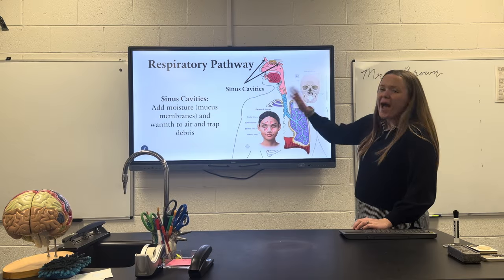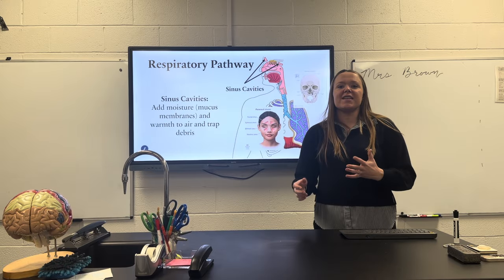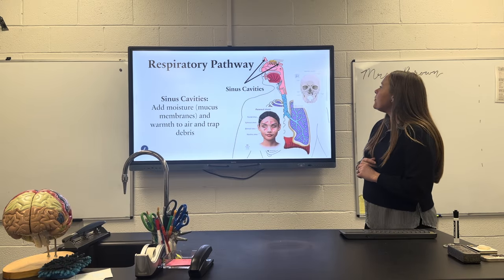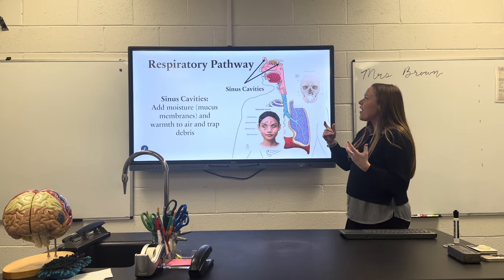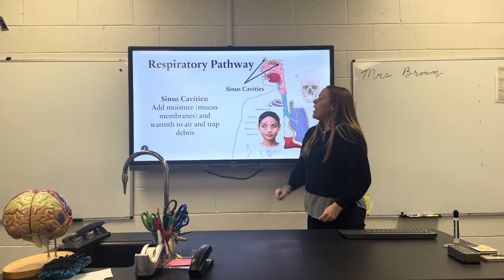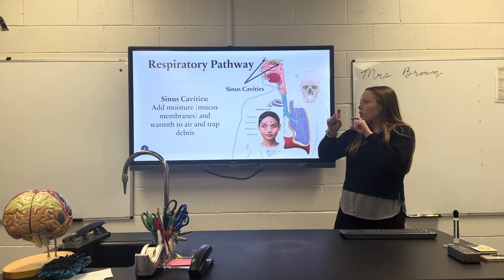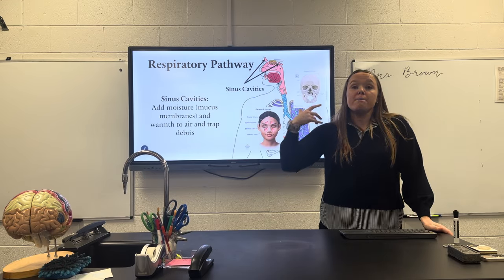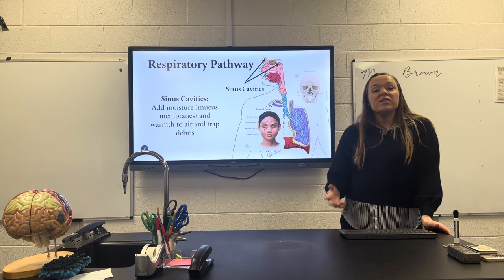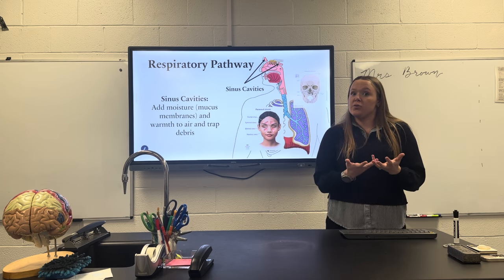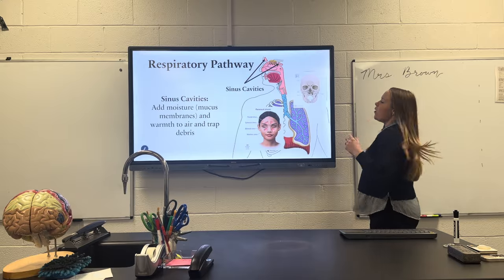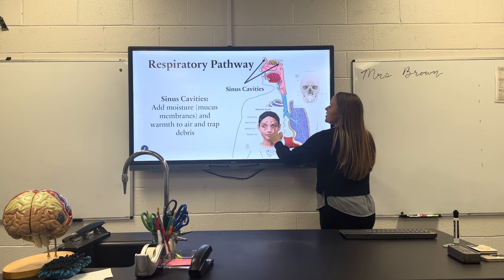But going past the smelling, because we'll go through the senses in another lecture, the next structure we want to talk about is the sinus cavities. So the sinus cavities are these right here. What the sinus cavities do is they're mucosal membranes, so they're making mucus. They add moisture and warmth to the air, as well as trapping debris. If you check this out, these are the different sinus cavities that we have.